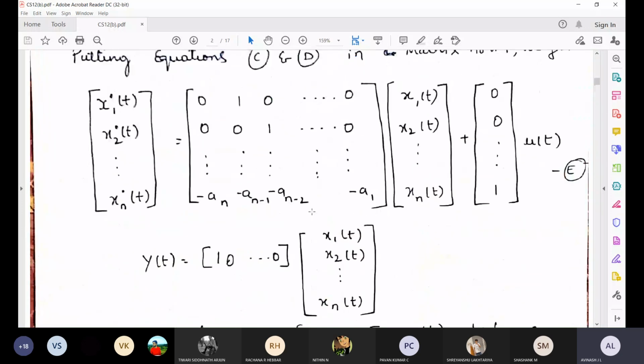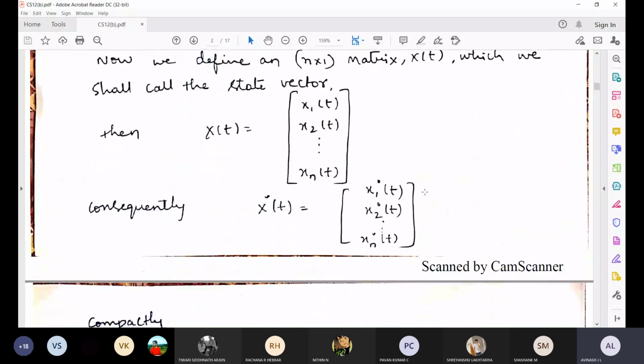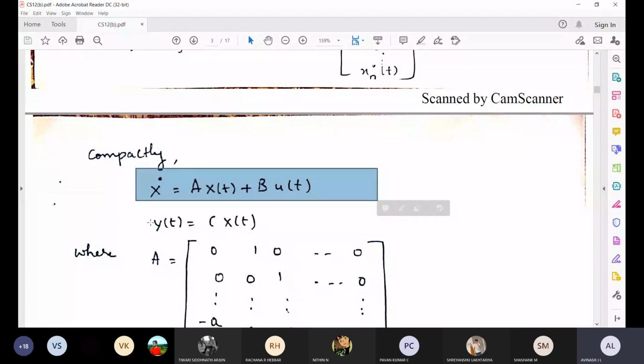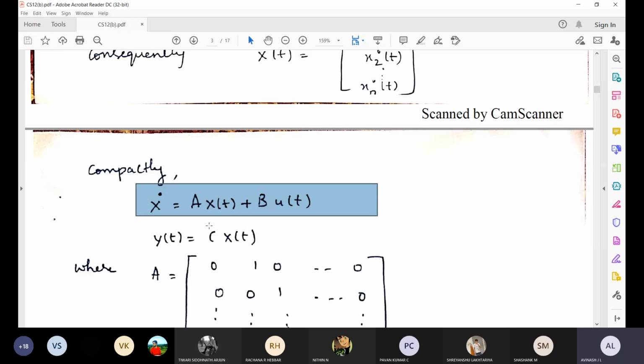After that, compactly, instead of using all these particular vectors, in matrix form we can write it in a very simple format: x dash will be equal to A into x of t plus B into u of t. Somebody want to tell anything? And y of t will be equal to C into x of t. So here, the same thing we have written.